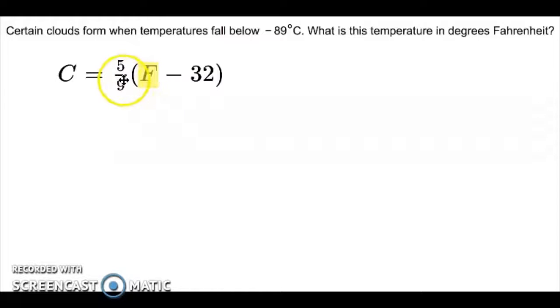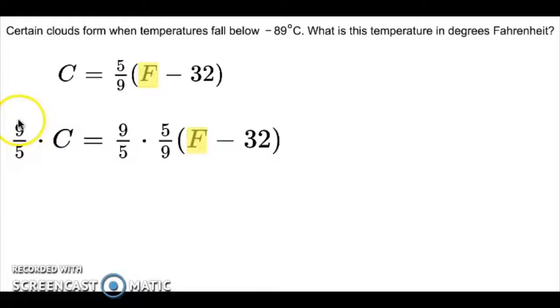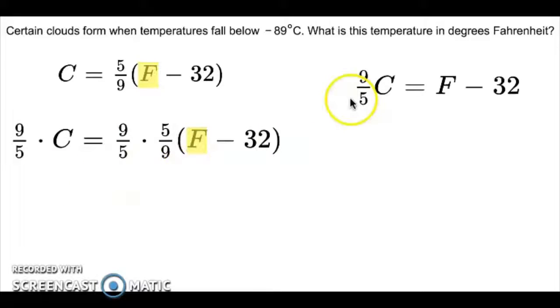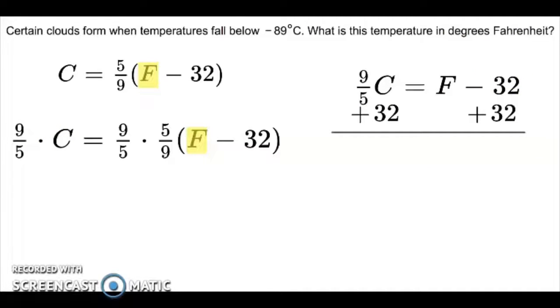Now to get the fraction away, we multiply both sides by the reciprocal. So multiply 9 over 5 times c equals 9 over 5 times 5 over 9, all times f minus 32. A fraction times its reciprocal gives you 1. So these two fractions are going to go away. And we'll have, on the left, 9 over 5c equals f minus 32. So then to solve for f, all we need to do is move this 32. So we add 32 on both sides, and we have 9 over 5c plus 32 equals f.